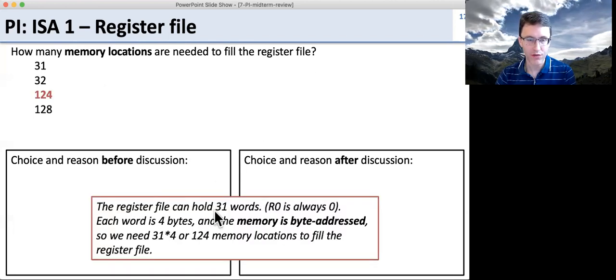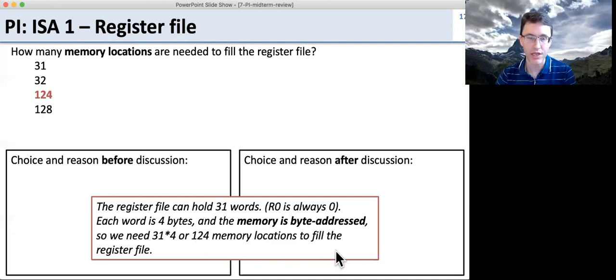The register file holds 31 words, not counting R0 because it's always 0. Each word is 4 bytes, and memory is byte addressed, so 31 times 4, 124 memory locations to fill the register file.